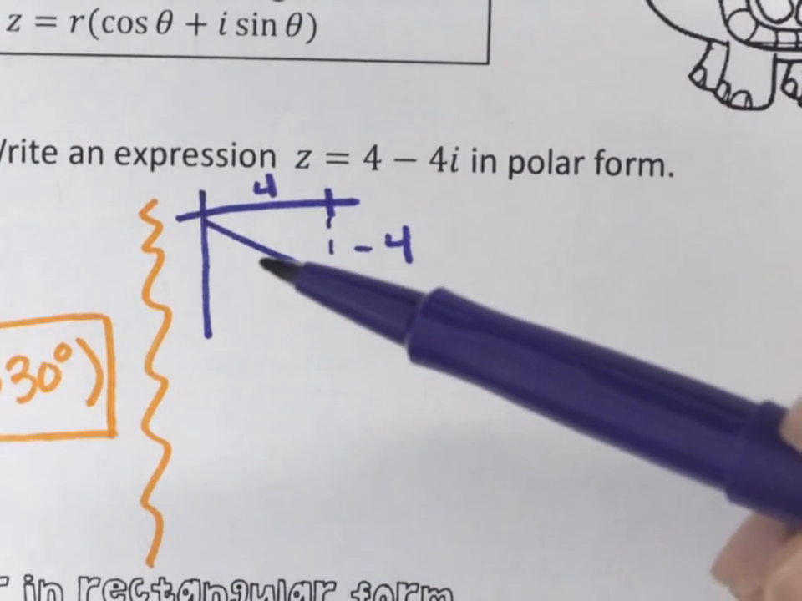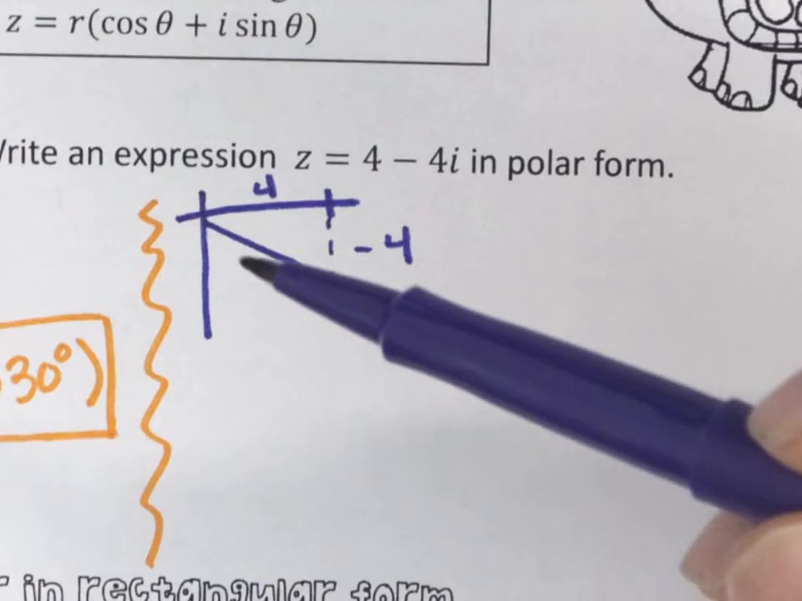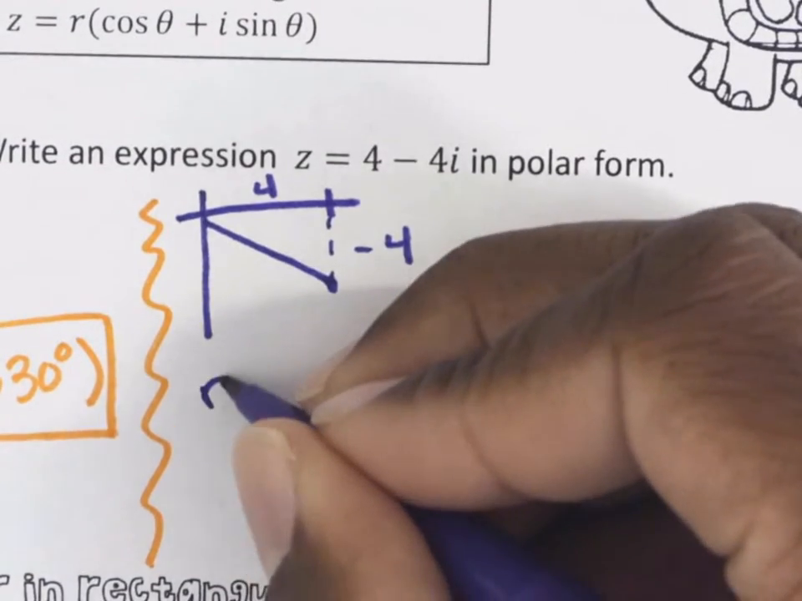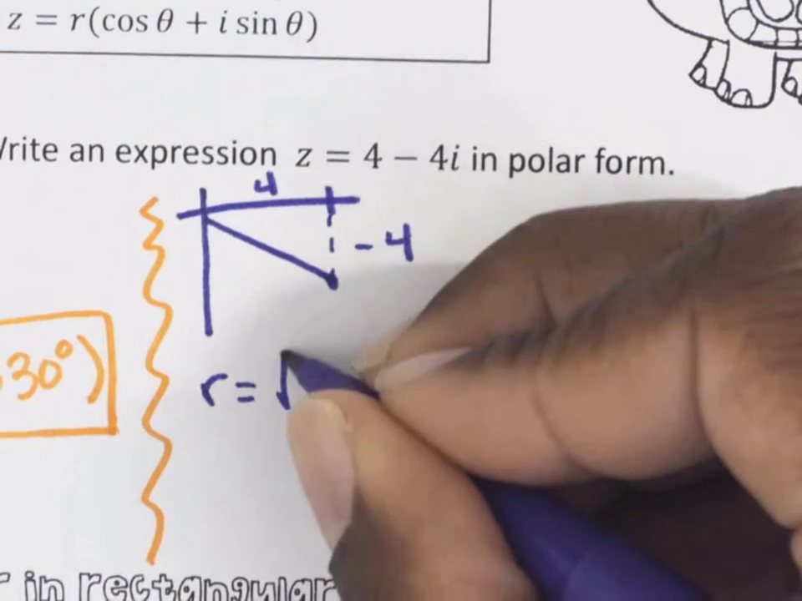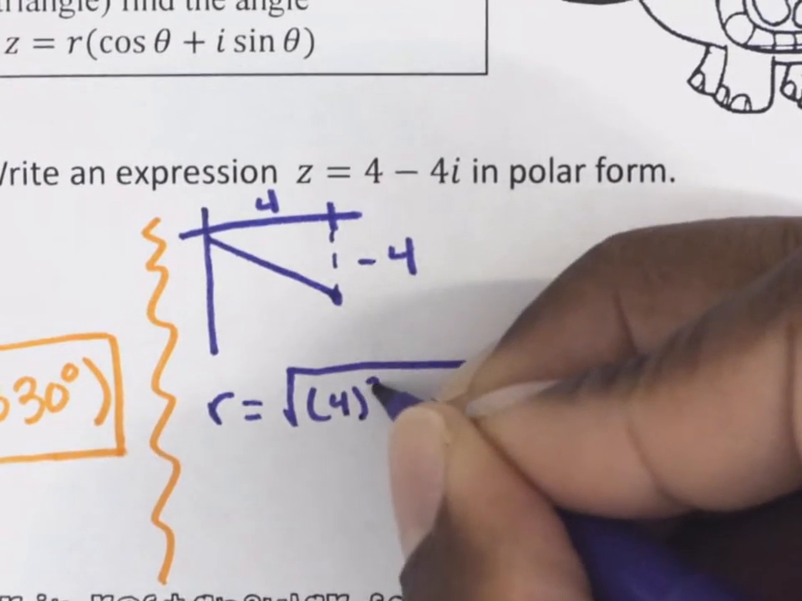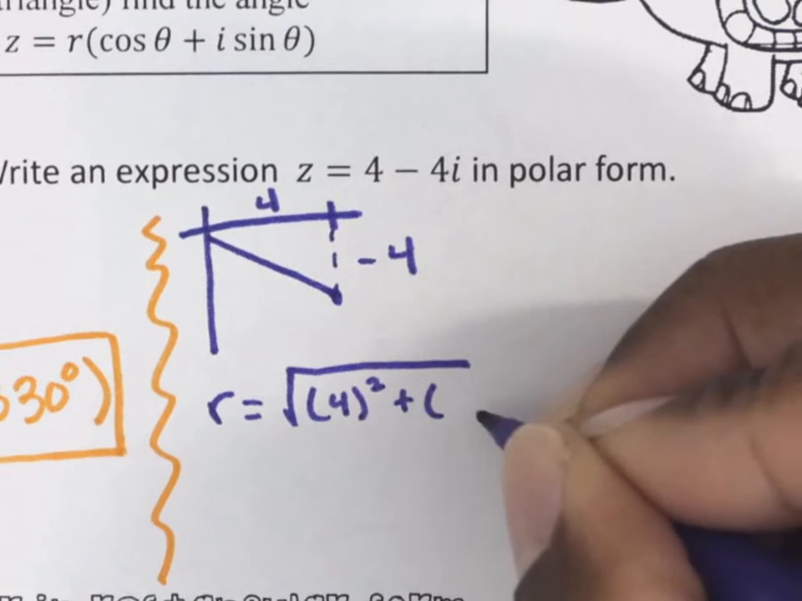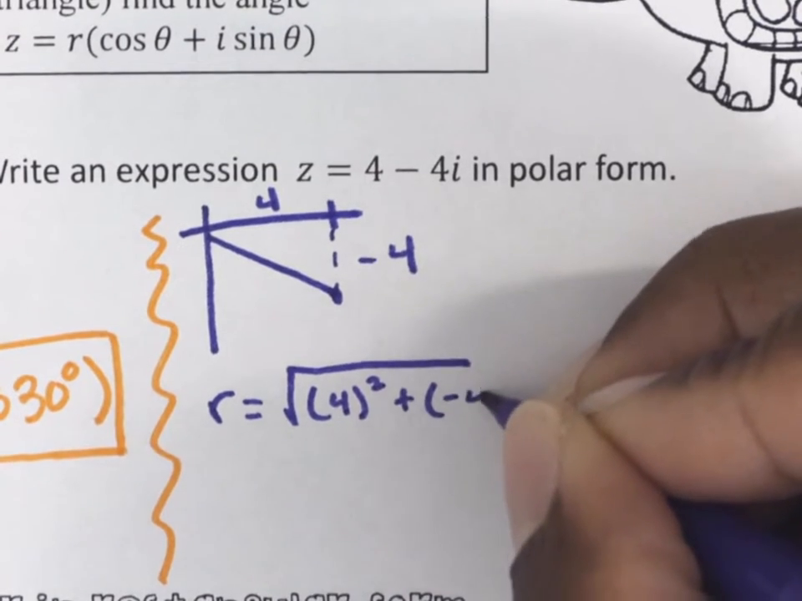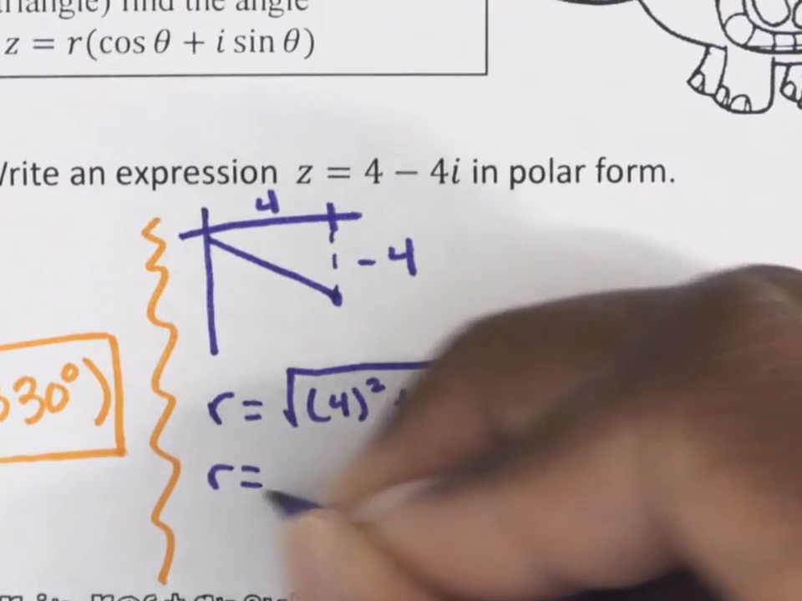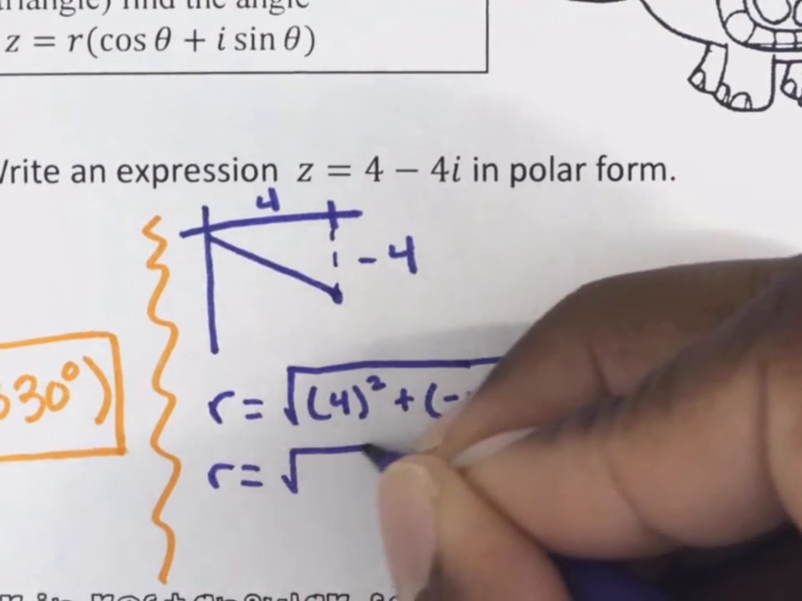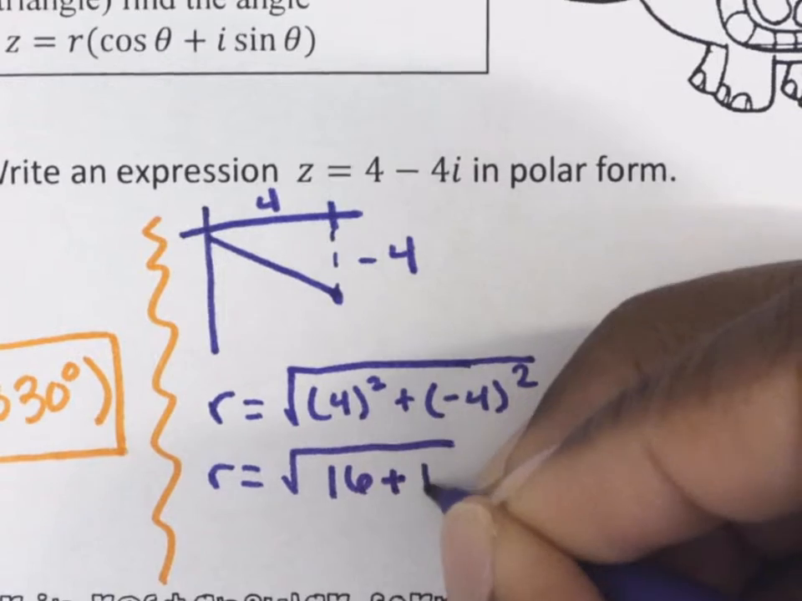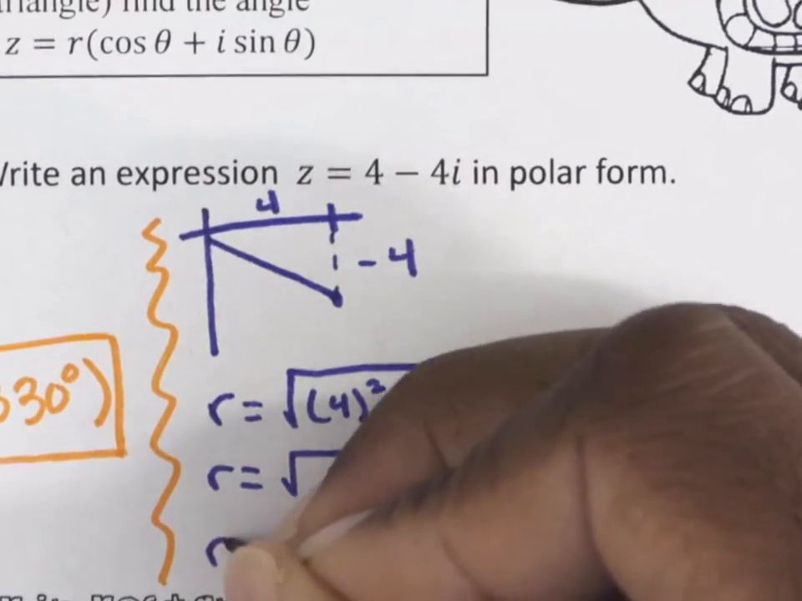We just got to figure out the hypotenuse, which is r. I'll do r equals the square root of what squared? 4 squared plus negative 4 squared. 4 squared is 16. Negative 4 squared is also 16.